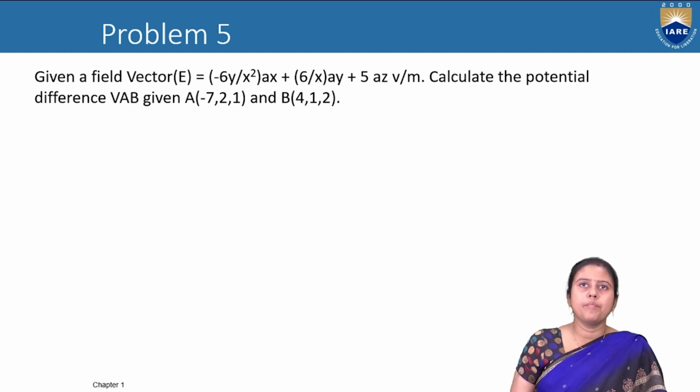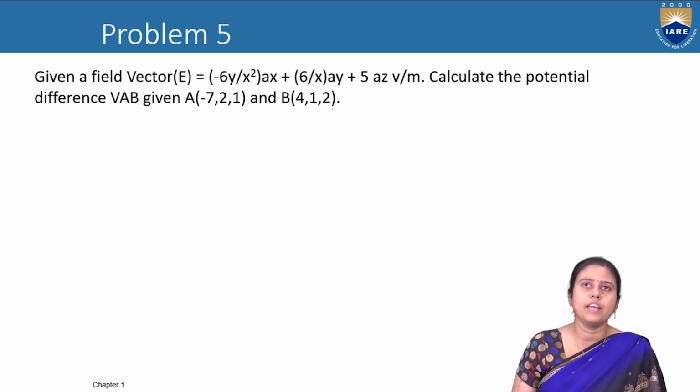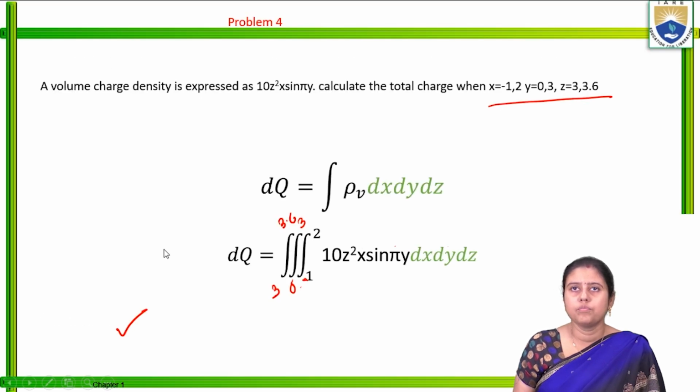Next, we have a given field E equal to minus 6y by x square ax plus 6 by x ay plus 5 az. Calculate the potential difference VAB when A is equal to minus 7, 1 and B is equal to 4, 1, 2.